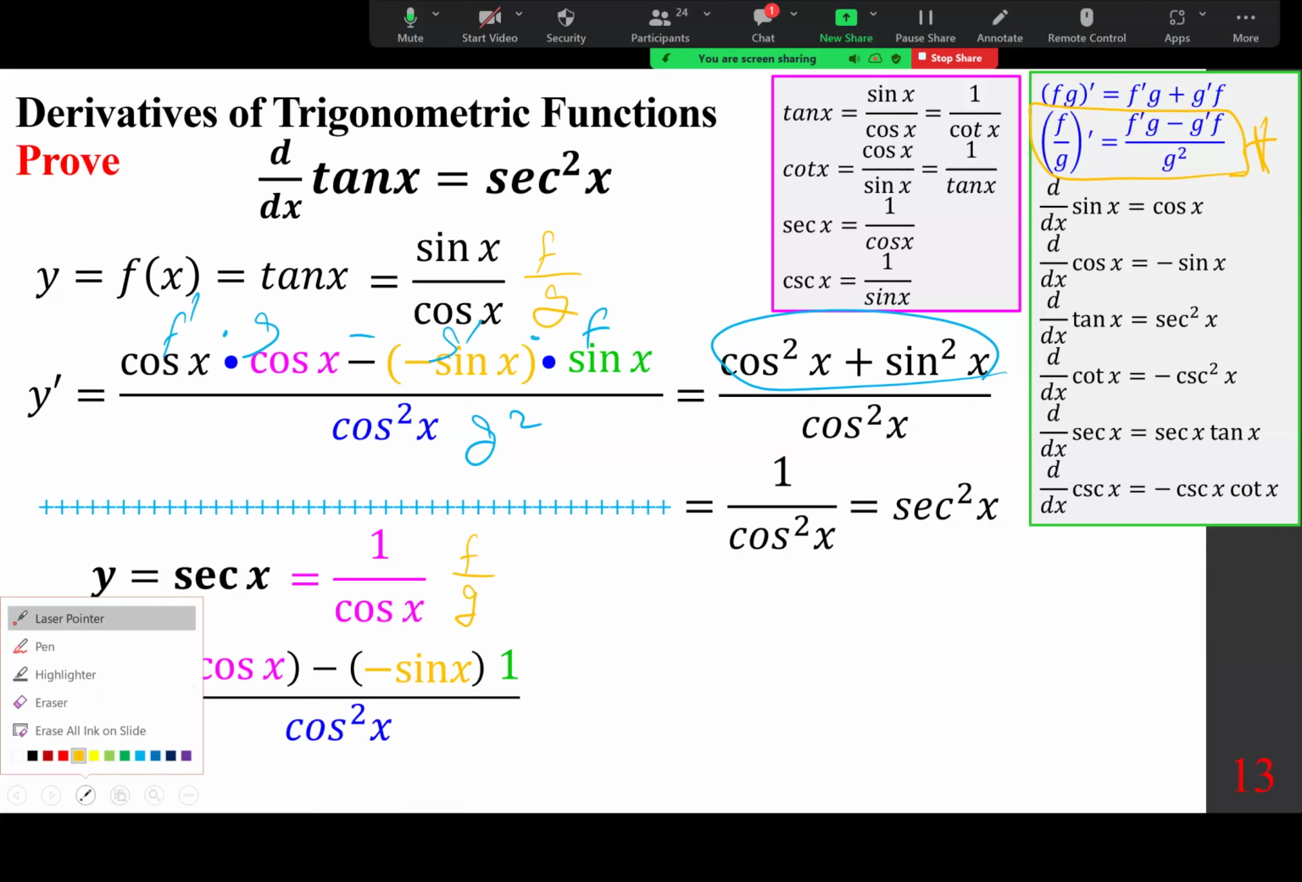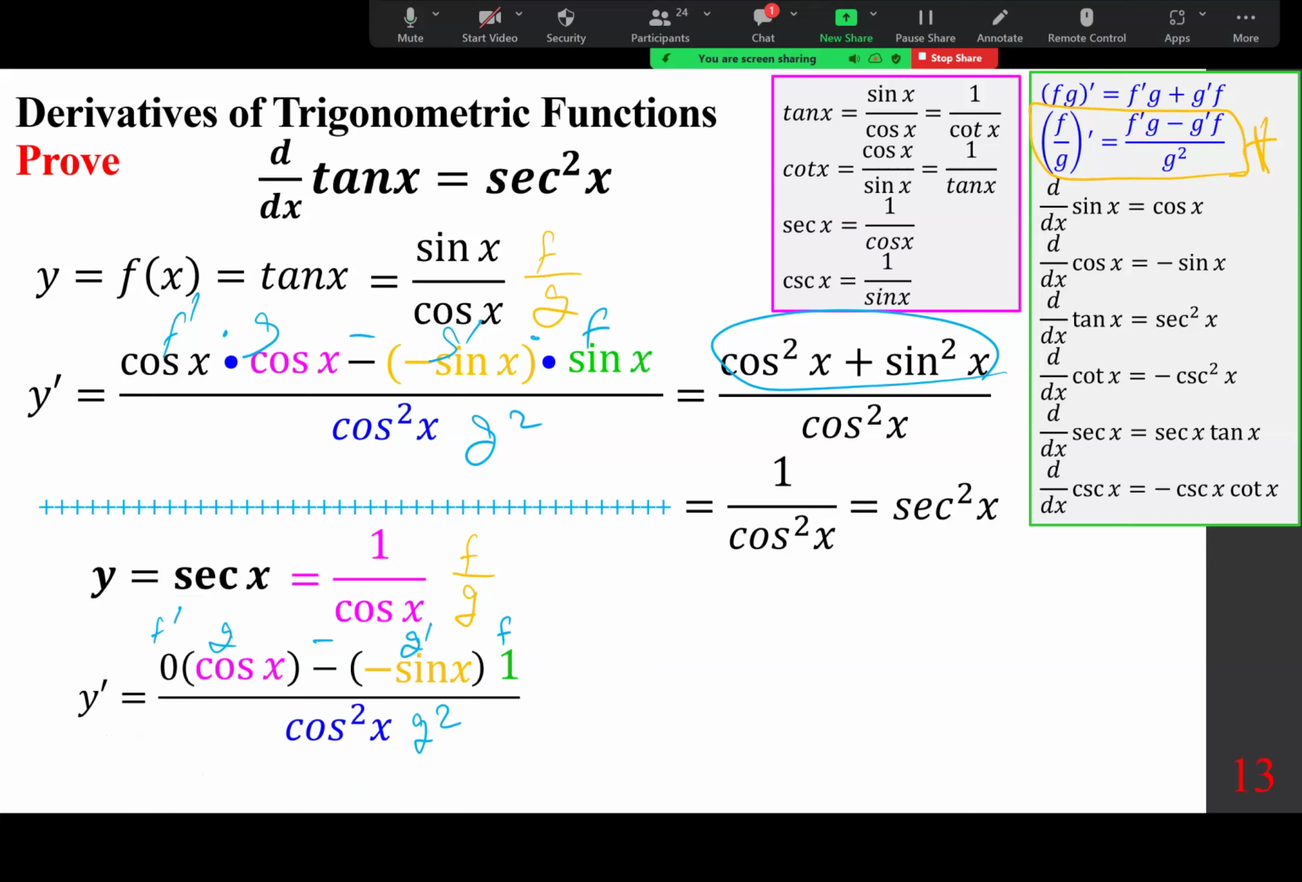Again, I'm going to write this for you. This is f prime g minus g prime f over g squared. The top becomes, this goes away, positive sine x. And now we want to get to this. We are going to separate this into two fractions, 1 over cosine x times sine x over cosine x. As you know, this is secant x, this is tan x, according to what I've given you here.